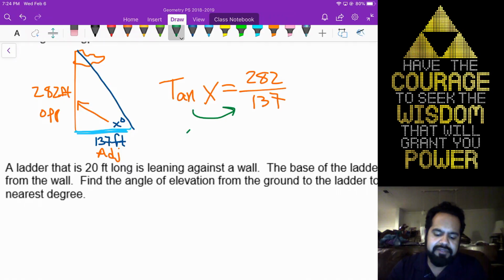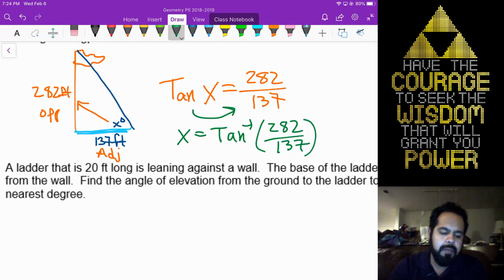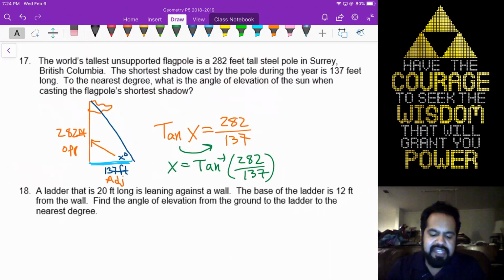And I believe we have this really cool thing called an inverse tangent. Alright, now for the sake of time, I'm not going to do this on my calculator, but you should plug it in, make sure you get the right answer from the key. Okay?